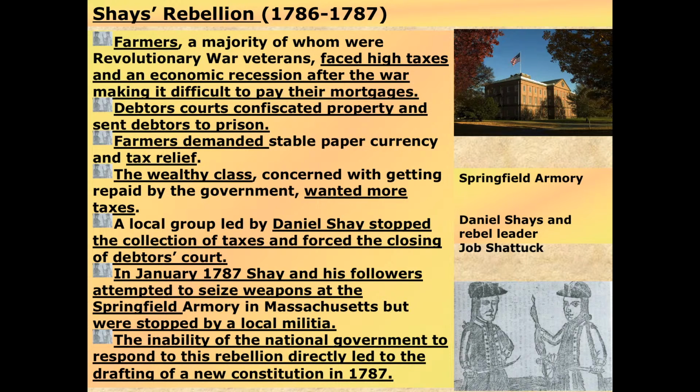This shows the weaknesses of the Articles. We couldn't even defend ourselves against angry farmers. How in the hell can we defend ourselves against foreign nations wanting to invade? Seriously. Under the Articles, the federal government couldn't even step in and squash this rebellion because none of the states gave a crap. They're like, that's a Massachusetts problem. We're not going to send our militias and our troops. So that is the problem that we have.